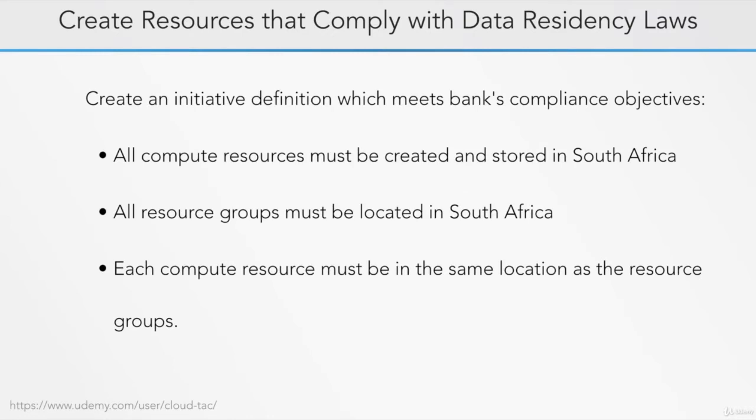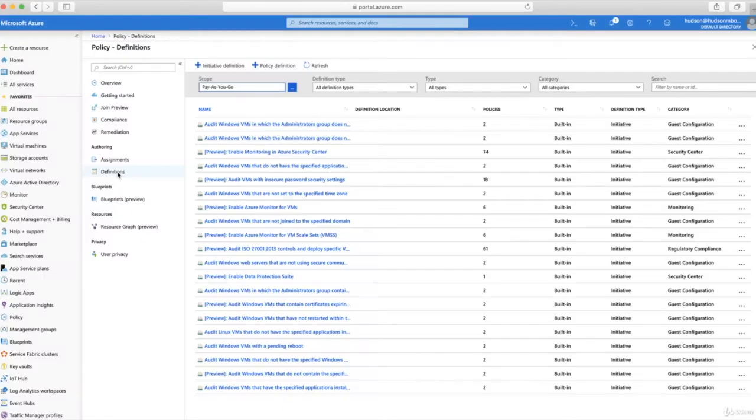In design scenario number 2, I have been instructed by my banking client to create an initiative that complies with data residency laws. To start with, the client wants all compute resources to be created and stored in South Africa. All resource groups must be located in South Africa, and each compute resource must be in the same location as the resource groups. To make my life easier, I will filter the definition types to initiative.